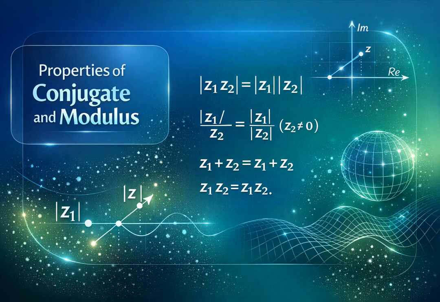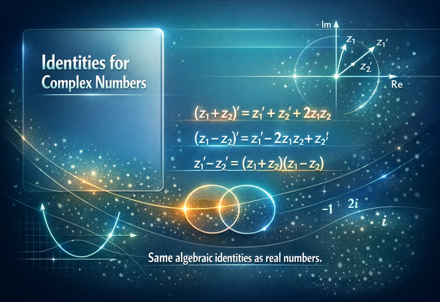Important properties of conjugates and modulus. The modulus of a product equals the product of moduli. The modulus of a quotient equals the quotient of moduli. The conjugate of a sum equals the sum of conjugates. The conjugate of a product equals the product of conjugates. These properties simplify many calculations. Standard algebraic identities work for complex numbers too.